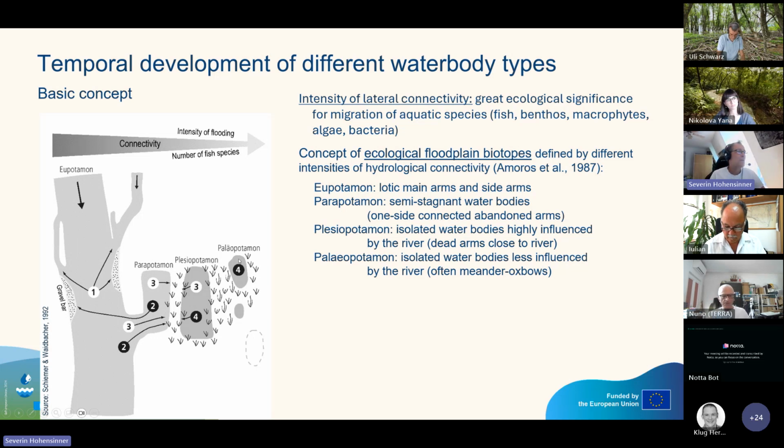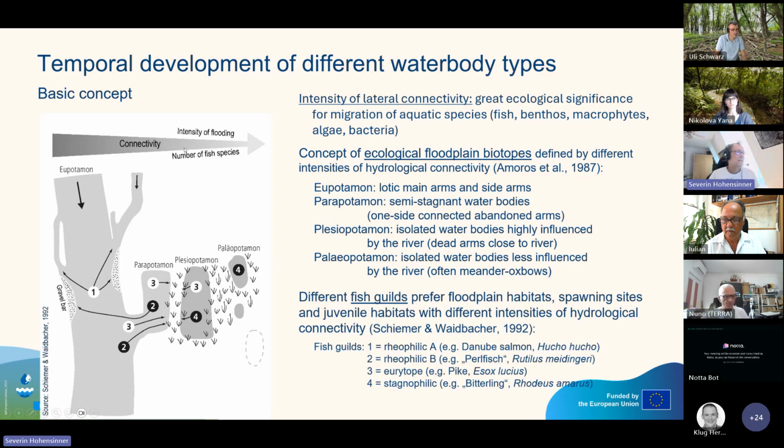And we have paleo-bottom-on, remote from the river with less influence by the river, often meander oxbows. And these different biotopes or habitats are habitats for different fish guilds, because they prefer habitats, spawning sites and juvenile habitats with different intensities of hydrological connectivity, as shown by Schiemer and Waidbacher in 1992.